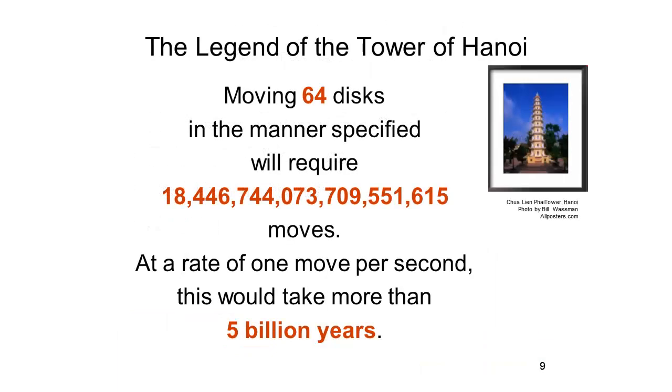Returning to the original Tower of Hanoi problem, moving 64 disks in just this manner would require 18 quintillion, 446 quadrillion, 744 trillion, 73 billion, 709,551,615 moves, which is a lot of moves. At the rate of 1 move per second, this would take more than 5 billion years. That's older than the age of the Earth. And assuming that monks move a little bit more slowly than this, it appears we're safe for now.